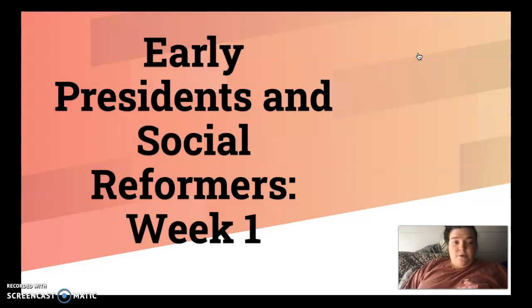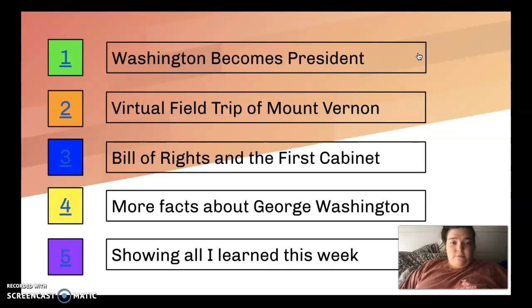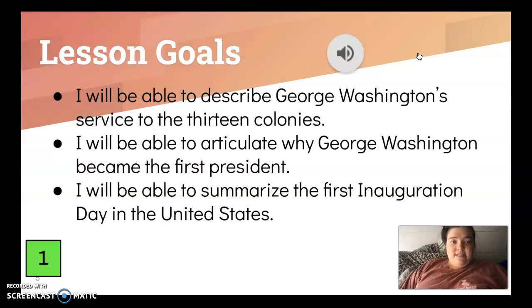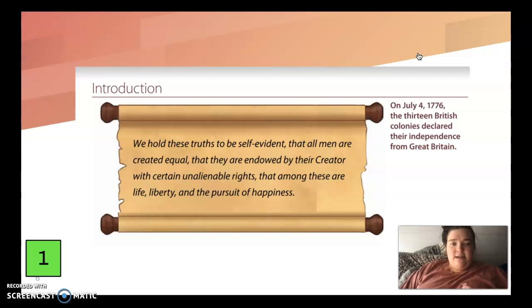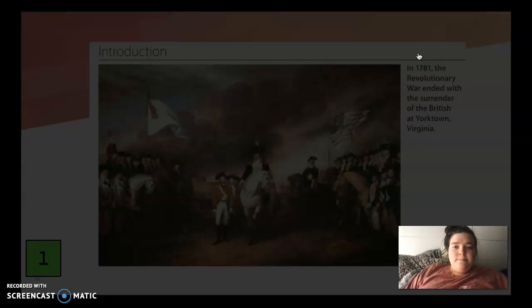So for science this week, we're going to be talking about early presidents and social reform. So our lesson goals are going to be to describe George Washington's service to the 13 colonies, to articulate why George Washington became the first president, and to summarize the first inauguration day in the United States.